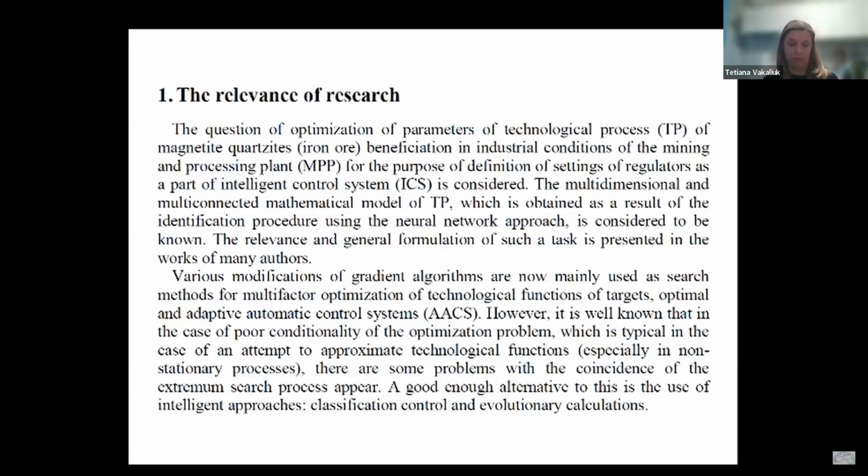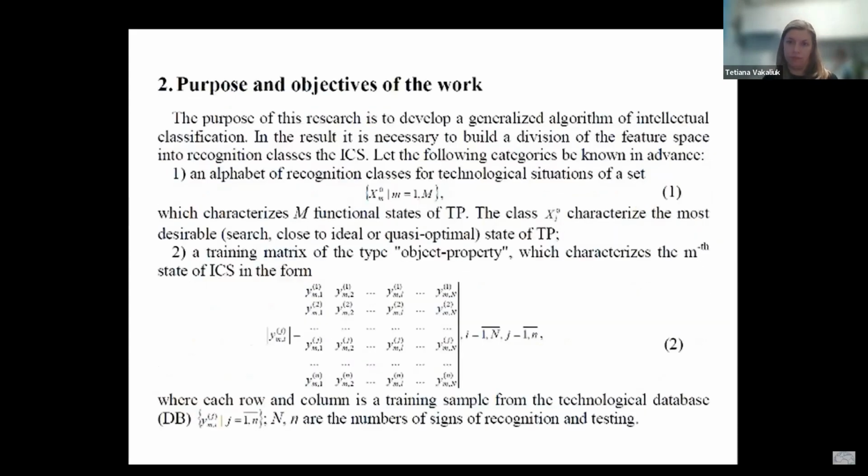A good enough alternative to this is the use of intelligent approaches: classification, control and evolutionary calculations. 2. Purpose and objectives of the work. The purpose of this research is to develop a generalized algorithm of intellectual classification. As a result, it is necessary to build a division of the feature space into recognition classes, X.